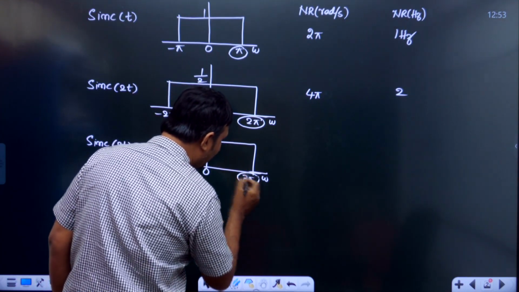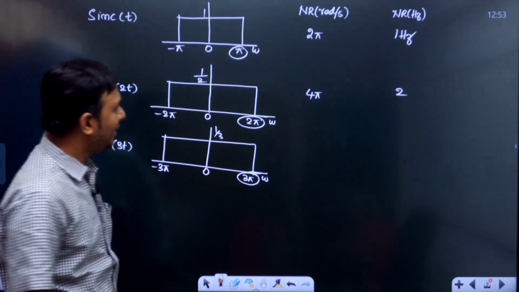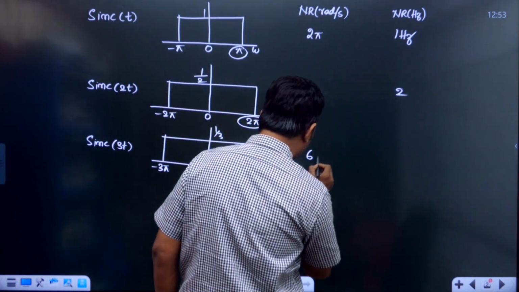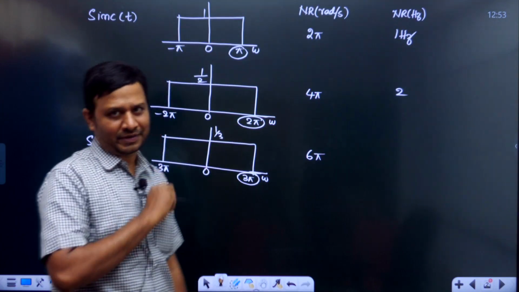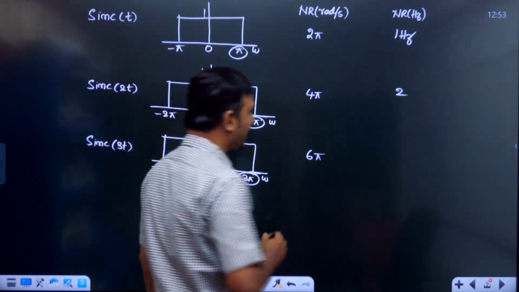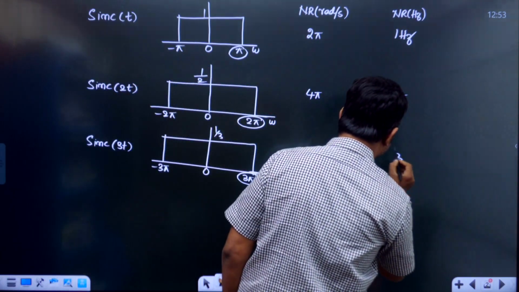What is required? Highest frequency component is required. So twice the highest frequency component is 6π radians per second, or 3 hertz.